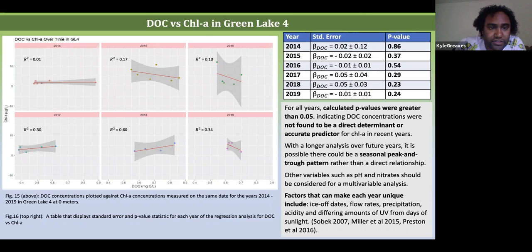So if you see in the top left, starting at 2014, has a very weak correlation between DOC and chlorate. And then it goes to an increasingly negative correlation, and then it goes back to an increasingly positive correlation. And then finally we end at 2019 with another negative correlation. So basically I was able to determine, if you look at the table on the top right with the p-values, if p-values are greater than 0.05, then that means that the factor that we are looking at, DOC, is not an accurate predictor for chlorate levels within this lake and probably throughout the watershed.